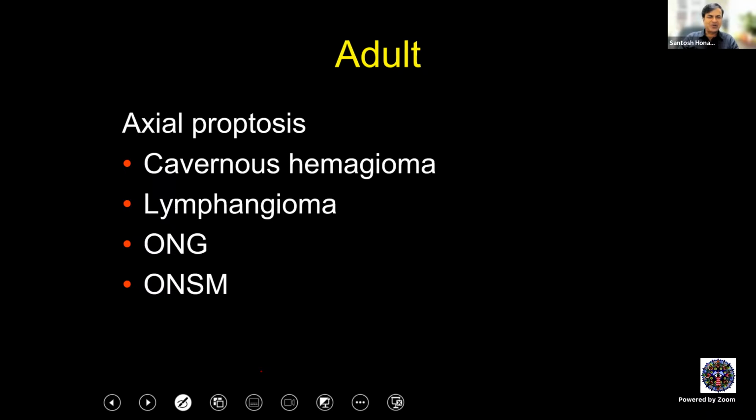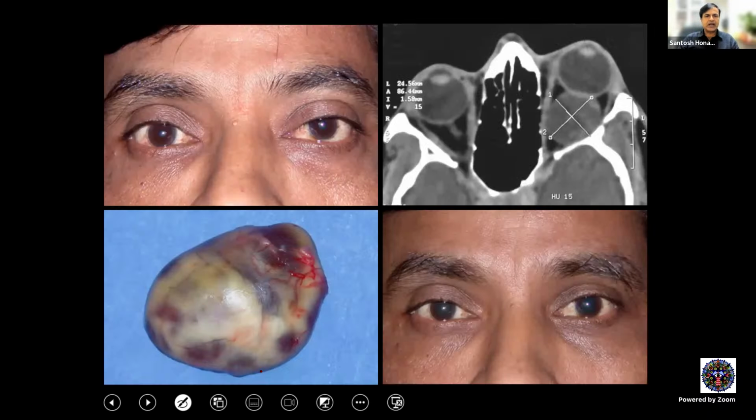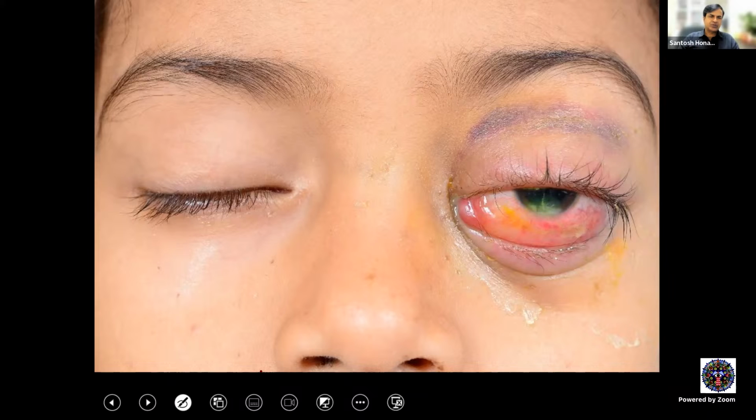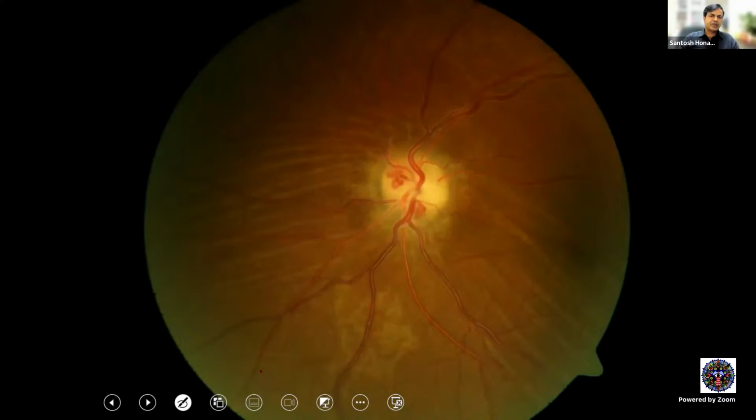You might have a long list of patients that you want to see, but these are the ones which are there. It's not theoretical at all. You have seen them, right? These are all there. Optic nerve sheath meningioma. So these are the patients who have axial proptosis as an adult. Repeating cavernous hemangioma, repeating lymphangioma, both with axial proptosis, lymphangioma with bleed.